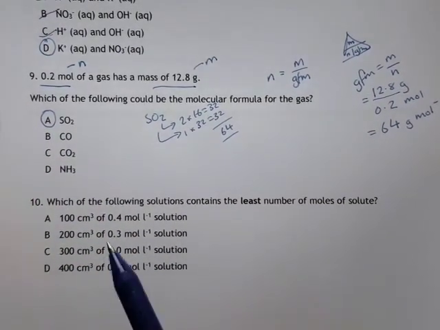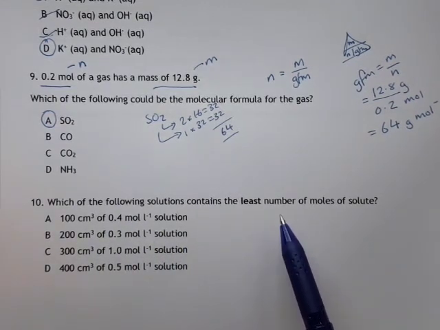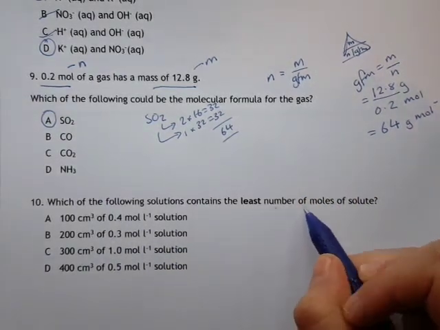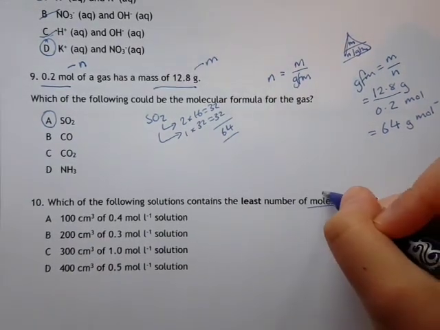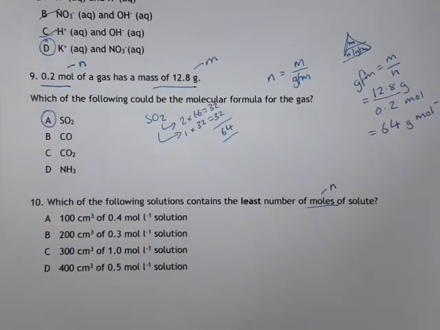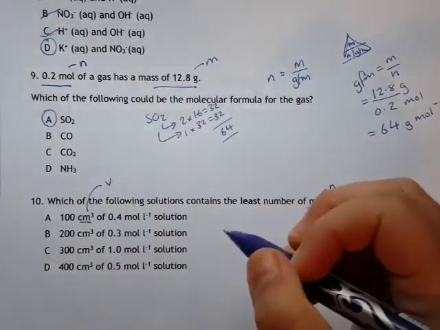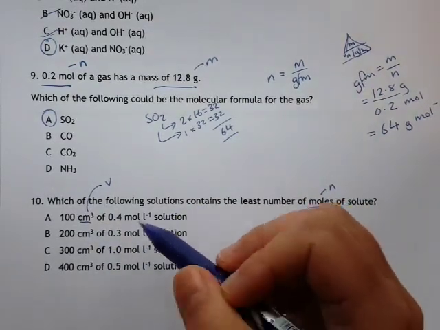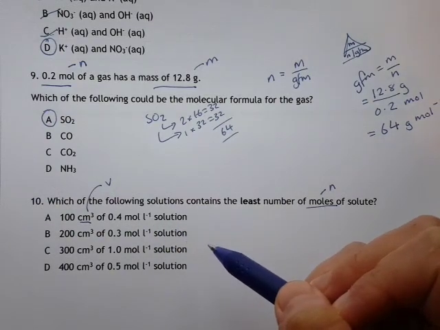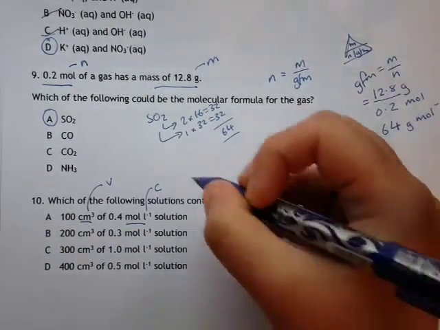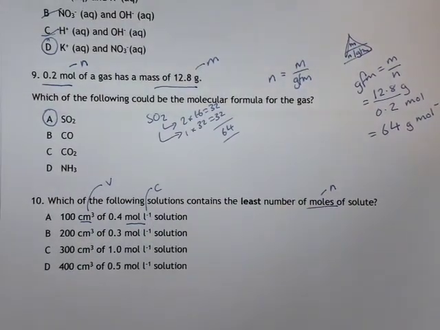Okay, question 10 then, finally. Which of the following solutions contains the least number of moles of solute? You've got lots of different numbers here, and you're asked for the least number of moles of solute. Again, when you see moles, you should think N in these equations that we know. This time we're given some different information. We're given centimetres cubed, so that's not a mass, that is a volume. And then we're given 0.4 moles per litre solution. Moles per litre, MOL L to the power of -1, you should know is a concentration.